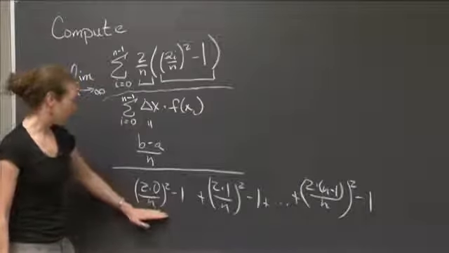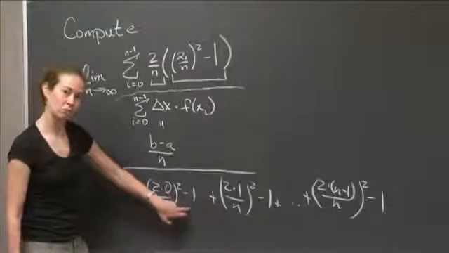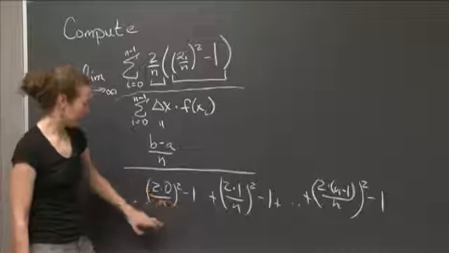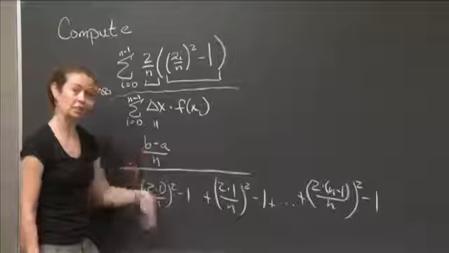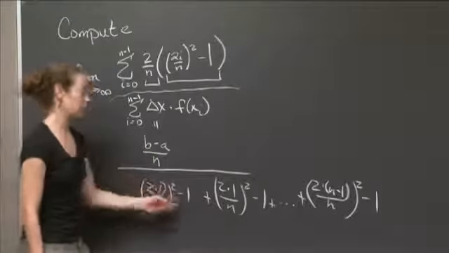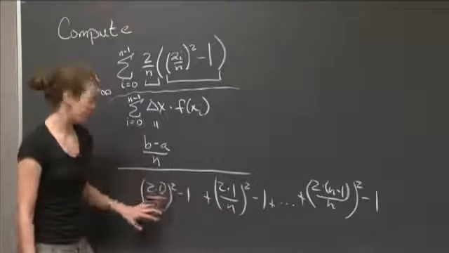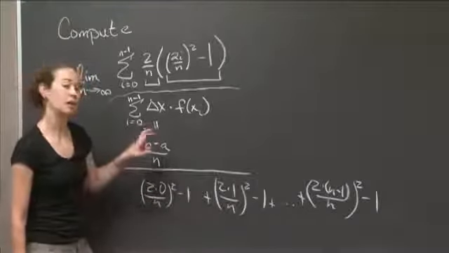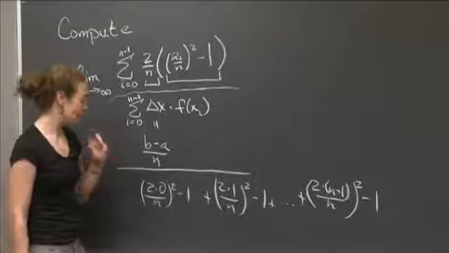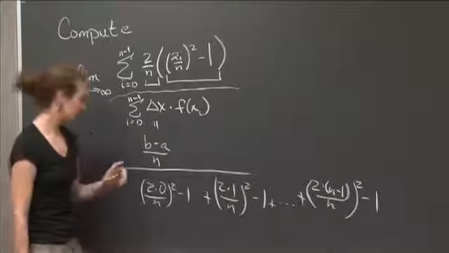So here I get 0 squared minus 1. That looks pretty good. Here I get 2 times 1 over n, squared, minus 1. So it does look like I'm taking something, squaring it, subtracting 1. Does it make sense that these are the kind of x values I would expect to get if this were the Riemann sum of x squared minus 1? It does, and let's think about why.